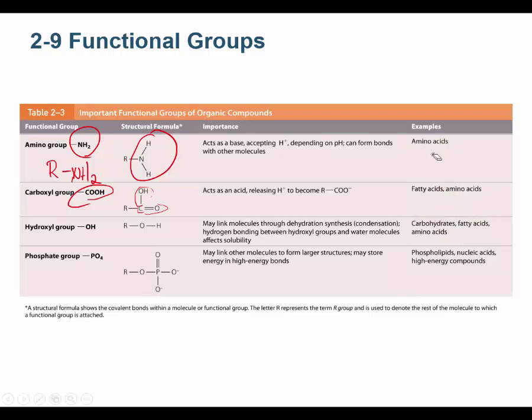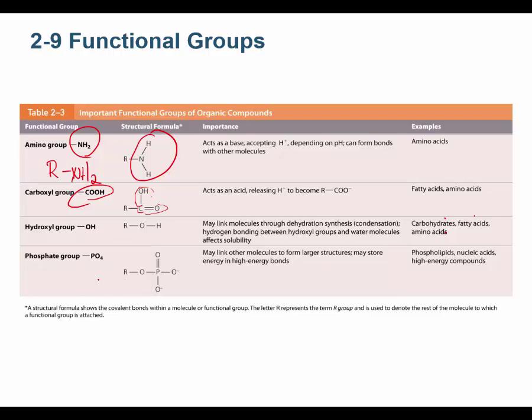Another functional group is a hydroxyl group, also known as an alcohol. And it's found in a lot more than ethanol. Ethanol is your drinking alcohol. An OH group is called an alcohol group or a hydroxyl group. It's found in lots of things. You can see here it's found in carbohydrates, fatty acids, amino acids, found all over the place.